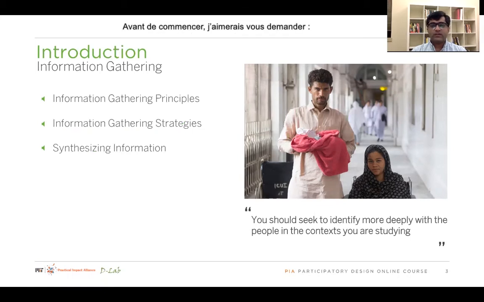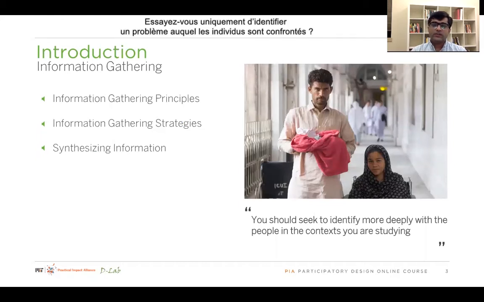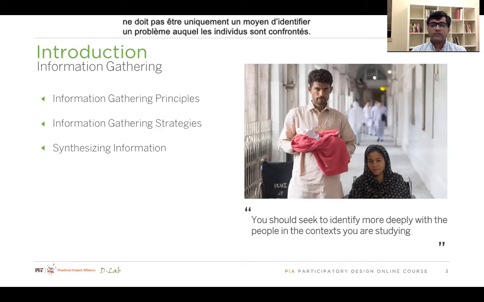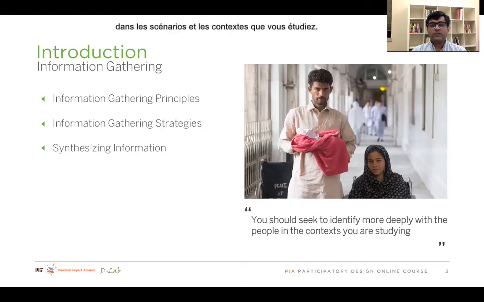Before I begin, I want to ask you, why are you collecting information to begin with? Are you only trying to identify a problem that humans are facing? Human beings are amazing. They're complex, they're collaborative, and they're also social. The information gathering process should not just be a means to identify a problem that humans are facing. You should seek to identify more deeply with the humans in the scenarios and contexts that you are studying.